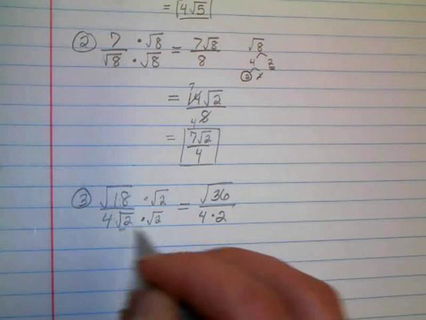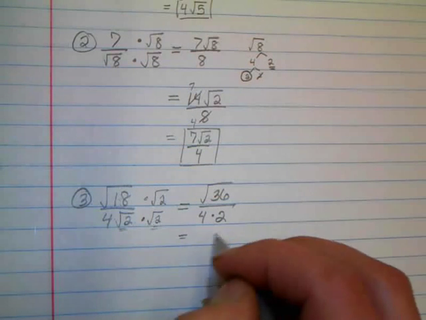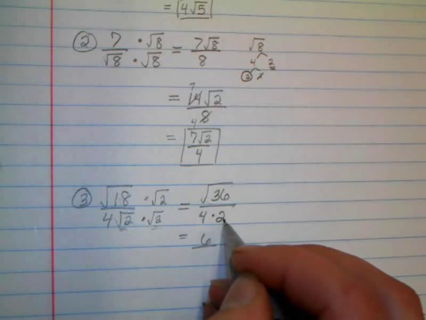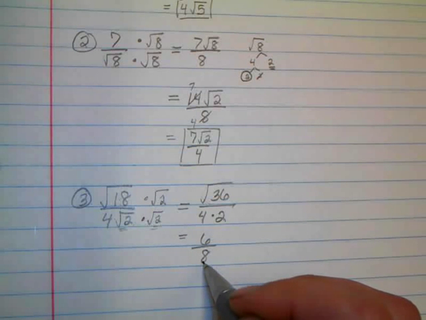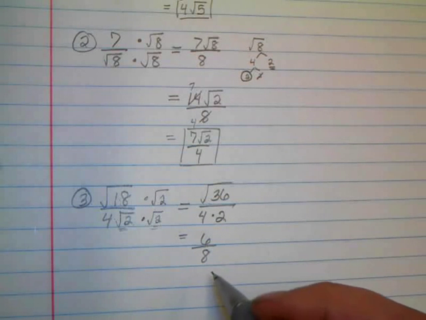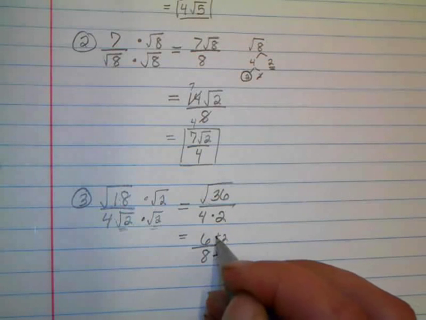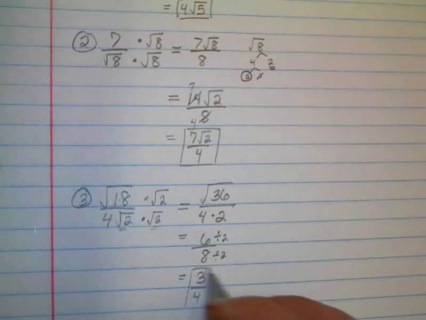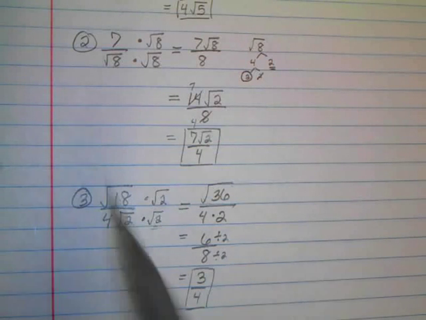So again, when you have 4 radical 2, you can just multiply the square roots together, and this 4 will stay out. So I now have the square root of 36 is 6 over 4 times 2 is 8. Now 6 over 8 is a fraction I can reduce. Both of those are divisible by 2. So if I divide numerator and denominator by 2, this gives me 3 over 4 as my final simplified fraction with no square roots in the denominator.